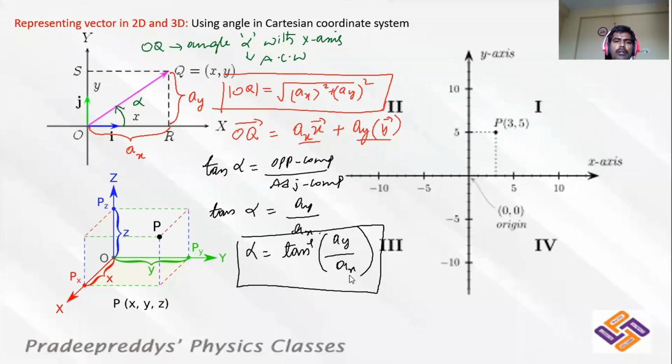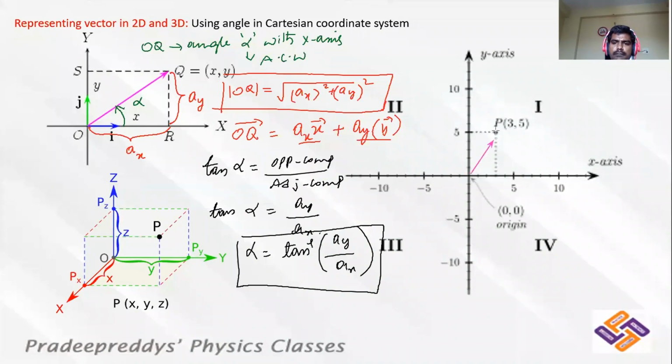This gives you the whole representation of the vector. You will get its magnitude, you will get its direction, that is the alpha angle, and also you can represent it like a vector quantity. This is how you represent a vector in the Cartesian coordinate system. Now let me take one more example. I'll show you one vector here.